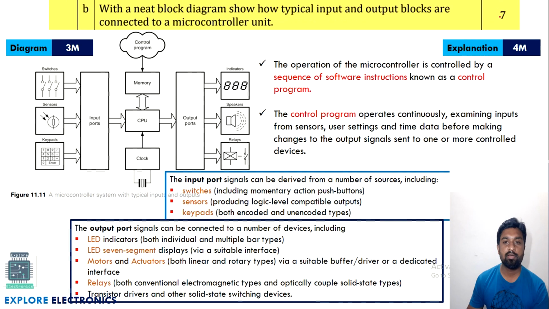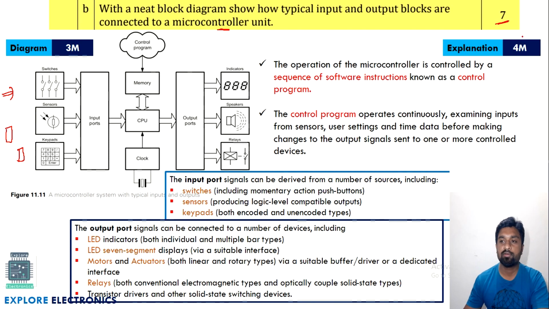And with a neat block diagram, how typical input and output blocks are connected to a microcontroller unit. For this a block diagram is sufficient, and with this we will have 2 more block diagrams we have discussed. That is not required since it is asked for 7 marks. If they are asking for 10 marks, ADC at the input side and DAC at the output side, all that we can write with this block diagram.